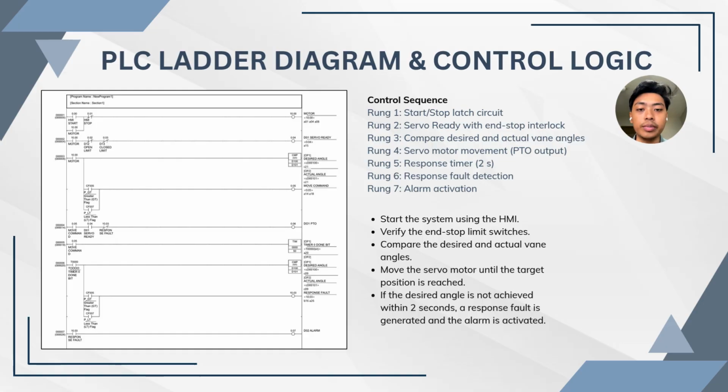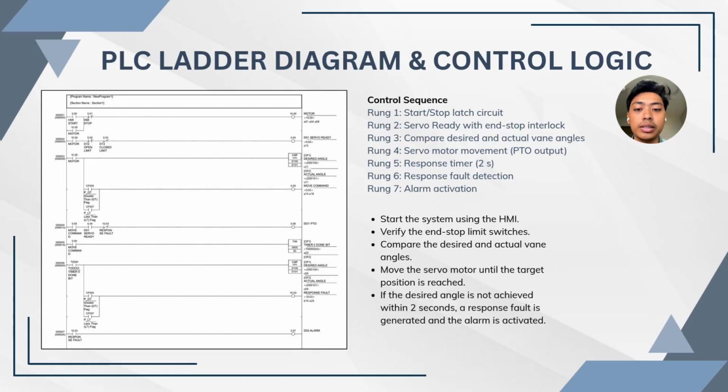This slide shows the PLC ladder diagram and the overall control logic used in controlling the variable inlet guide vane, the VIGV system. The ladder program consists of 7 main rungs, where each rung performs a specific function in the control sequence. The process begins with a start-stop latch circuit, allowing the operator to control the system through the HMI.